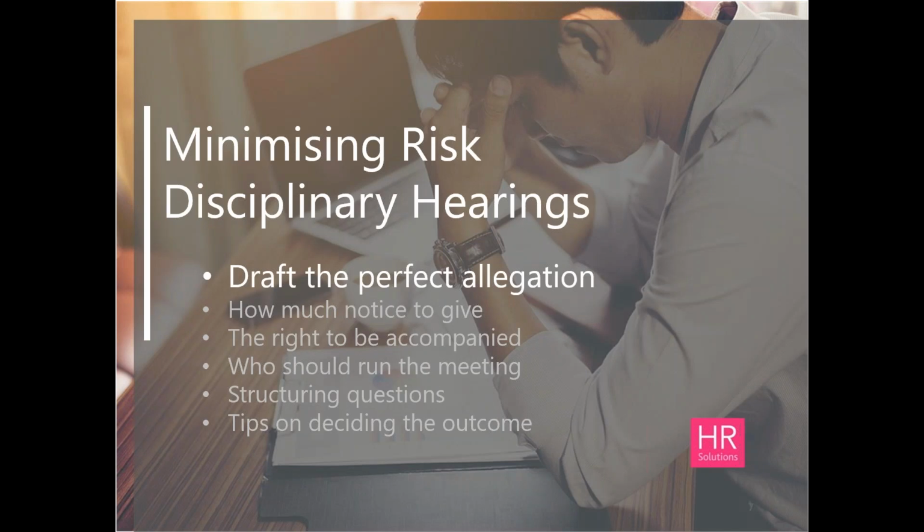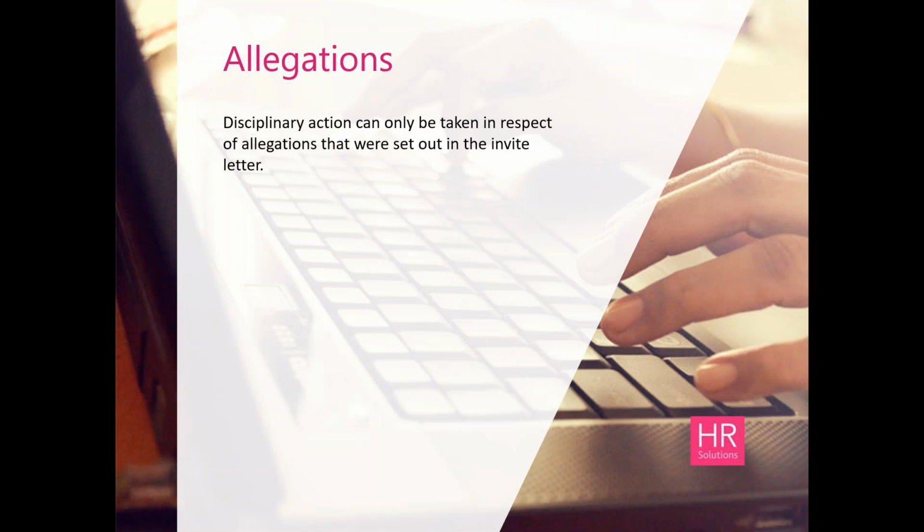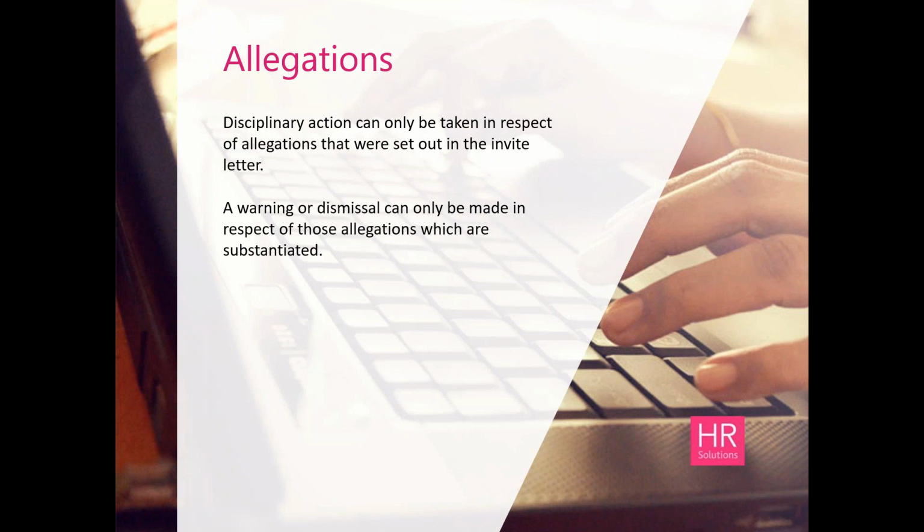So let's make a start then. We're going to begin with how to draft the perfect allegation, okay? I feel that this is a really important place to start, actually. And the reason for that is, once you've got to the end of a hearing and you're looking at taking action, giving a warning or maybe even dismissing, that disciplinary action can only be taken in respect of allegations that were set out in the disciplinary invite letter, okay, and only in respect of those which are found to be true. So for this reason, allegations must be carefully worded, okay, and ideally there should be an allegation for each matter of concern as well, okay.